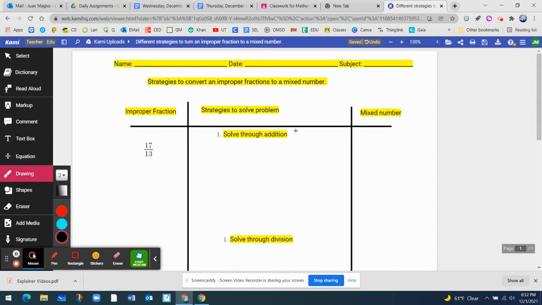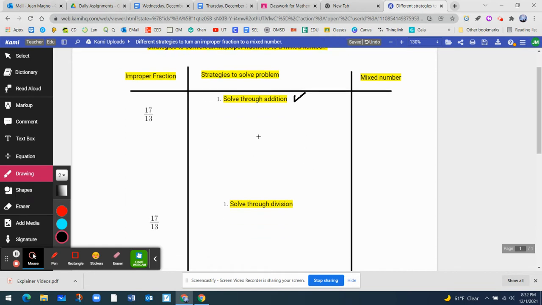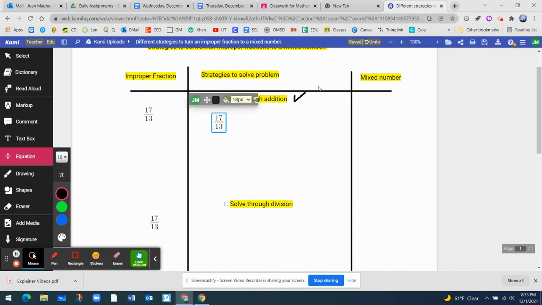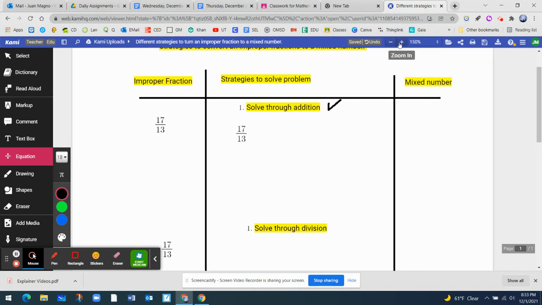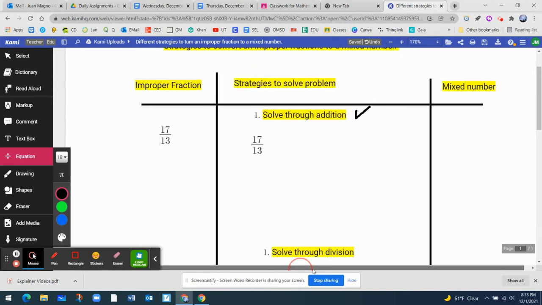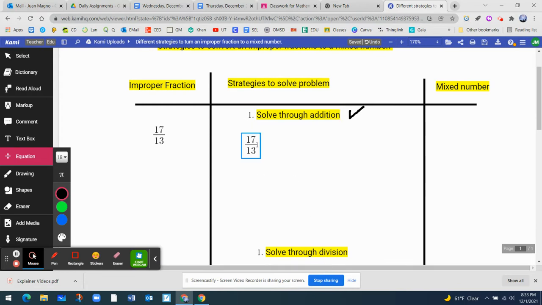Our first strategy is going to be solved through addition. All right, so here's what happens. You have an improper fraction that is 17/13, and let's say it's the answer of a problem. So you can break this down into two parts.